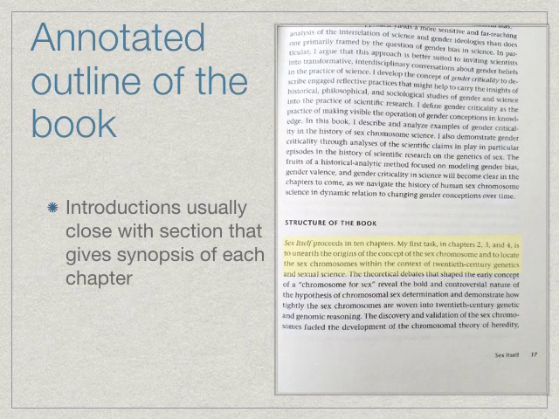Here's another one, the structure of the book. That's great. This is going to be a fantastic shortcut for you. Introductions usually do something like this. At the end of the introductory chapter, you're going to look for a section that gives a synopsis of each of the following chapters in the book. "Sex itself proceeds in 10 chapters. My first task in chapters 2, 3, and 4 is to unearth the origins of the concept of the sex chromosome." And that's exactly what we guessed from the table of contents.